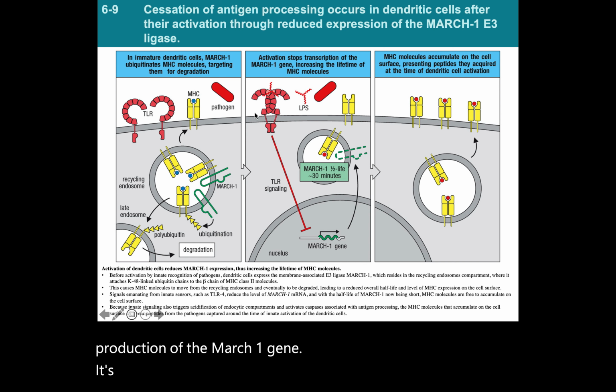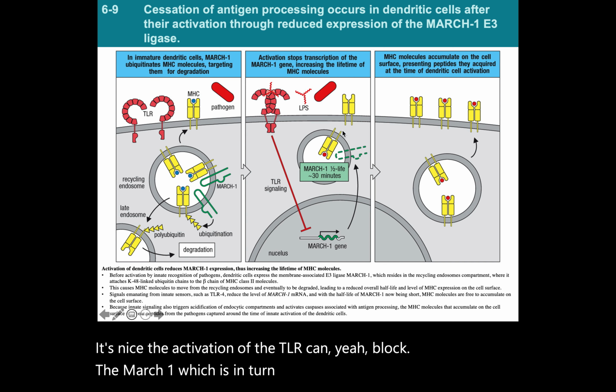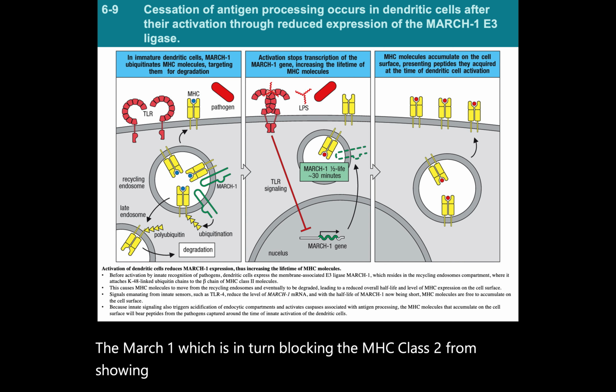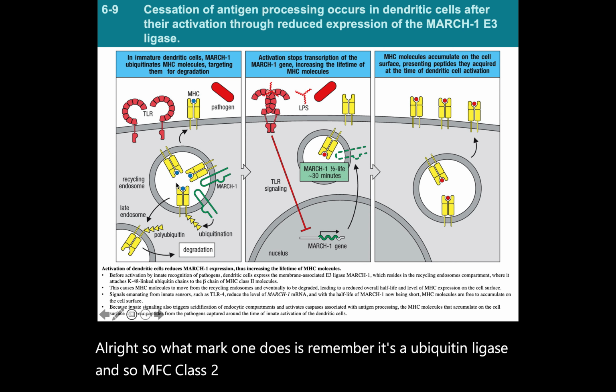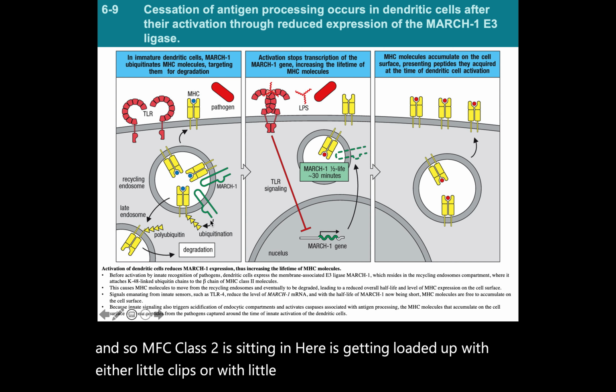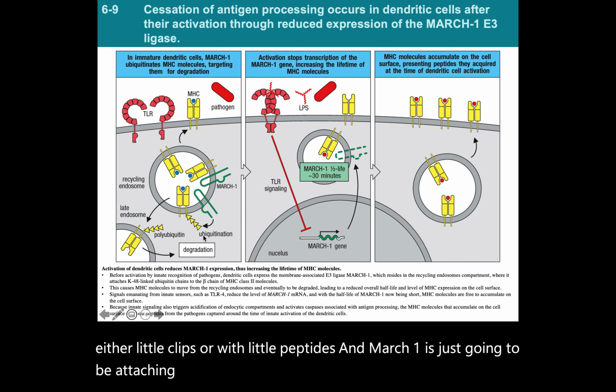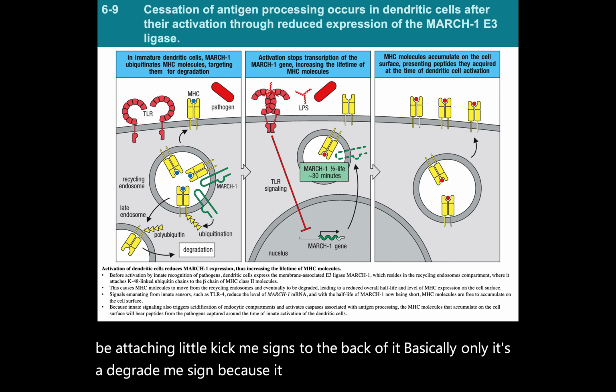The activation of the TLR can block the March1, which is in turn blocking the MHC class 2 from showing its peptide. Yeah, boy, complicated, but we got there. All right, so what March1 does is, remember, it's a ubiquitin ligase. And so MHC class 2 is sitting in here, getting loaded up with either little clips or with little peptides. And March1 is just going to be attaching little kick me signs to the back of it, basically.